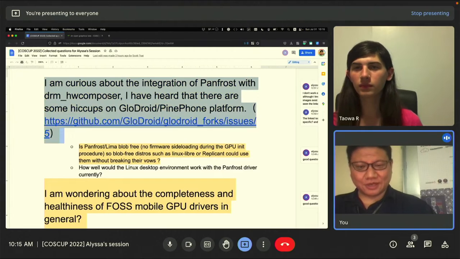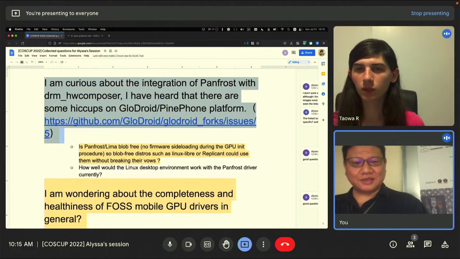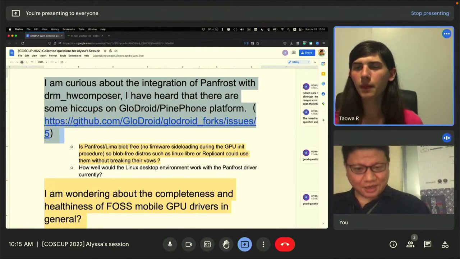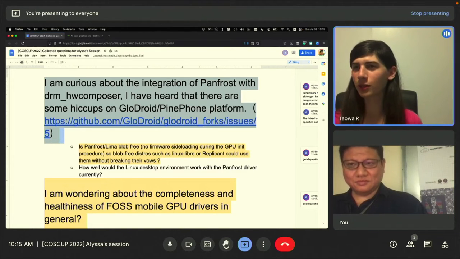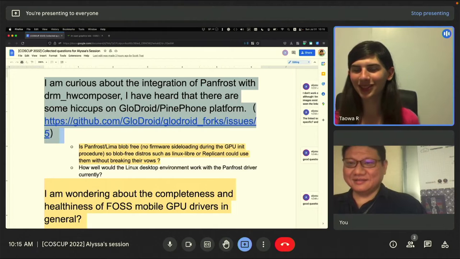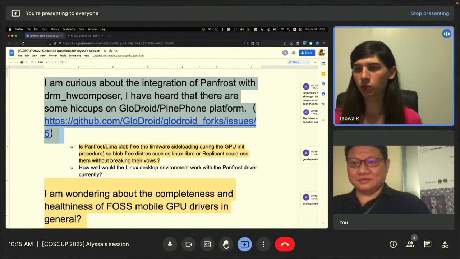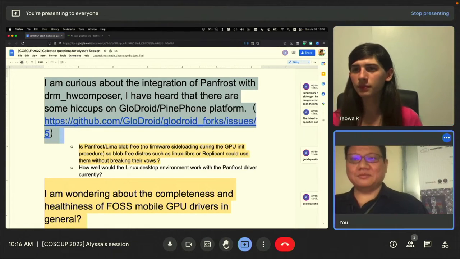Okay. So this question is about the integration of Panfrost and the DRM HW Composer component used on Android. I wonder if you know how well this combination works. I don't do Android myself. I have enough on my plate with desktop Linux. I have heard that Panfrost works with AOSP, at least with some changes. It's not something I'm following too closely. I did look at this issue. I'm not sure what it was about. I'm sorry. Got it. Not a problem.